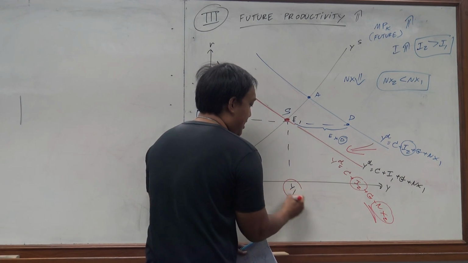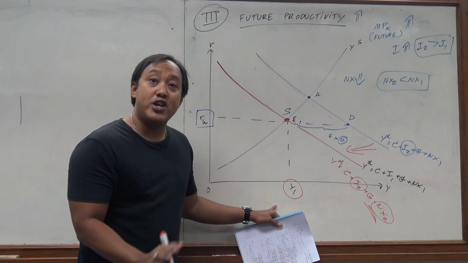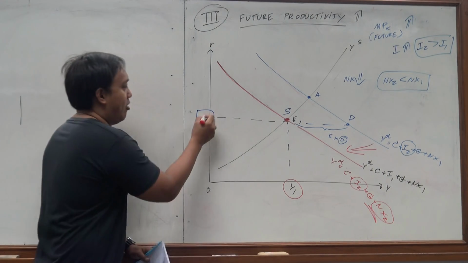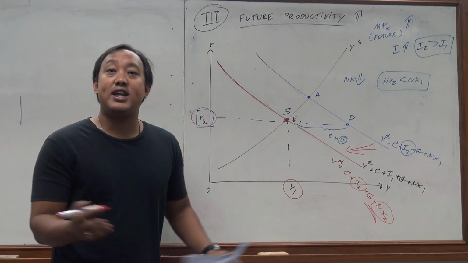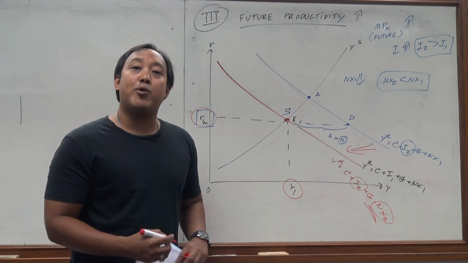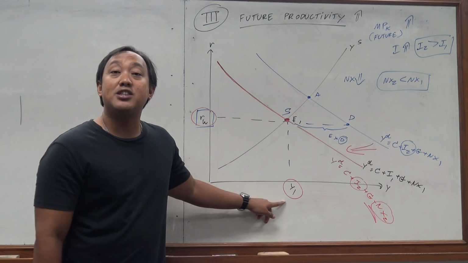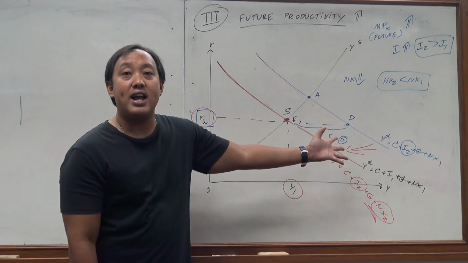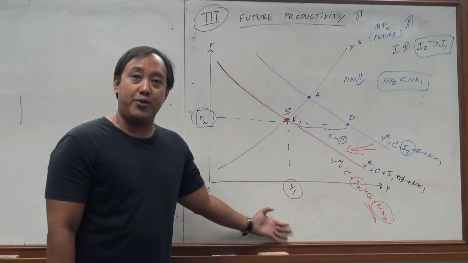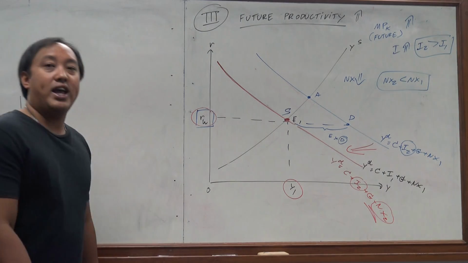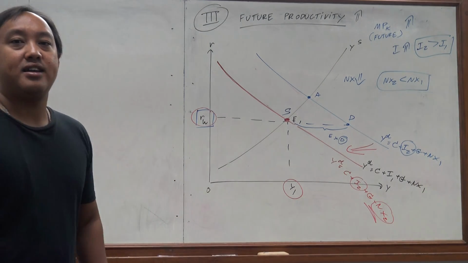Come back here. GDP is not changing. GDP is still here at Y1, and the real interest rate is RW. So in the case of future productivity increasing, there are no effects on GDP. GDP is still the same, because it shifts to the right and after that shifts back to the left, still here. So the last case is done.